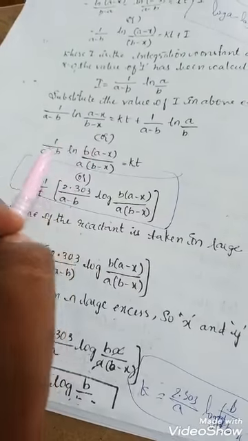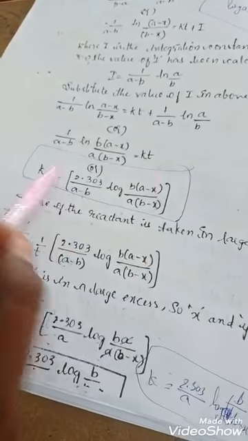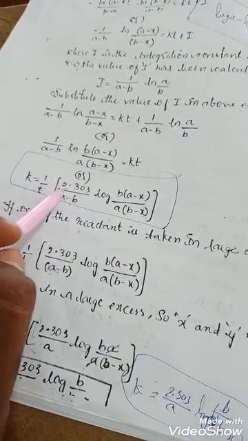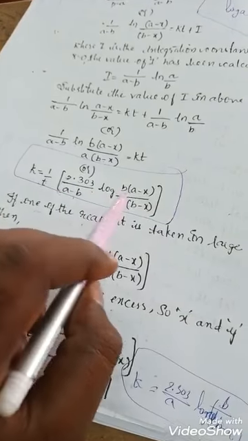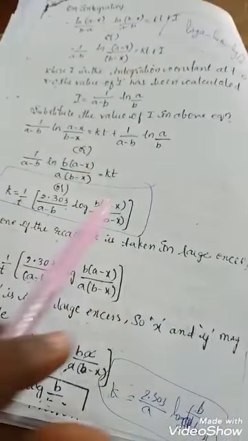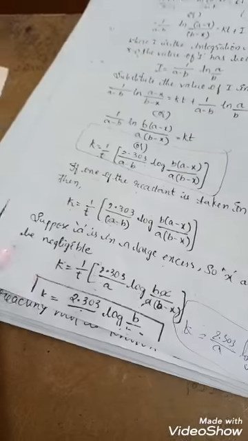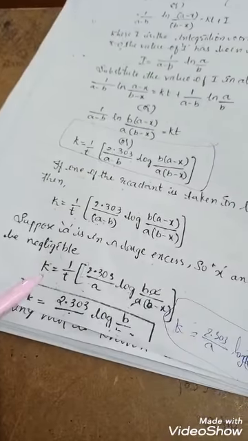So what happens for 1 by (a minus b) ln [b(a minus x)]/[a(b minus x)] equal to kt. So k equal to 1 by t, 2.303 by (a minus b) log [b(a minus x)]/[a(b minus x)]. If one of the reactants is taken in large excess, then k equal to 1 by t, 2.303 by (a minus b) log [b(a minus x)]/[a(b minus x)]. Suppose a is in the largest excess, so x and y may be written as negligible. So this is the equation.